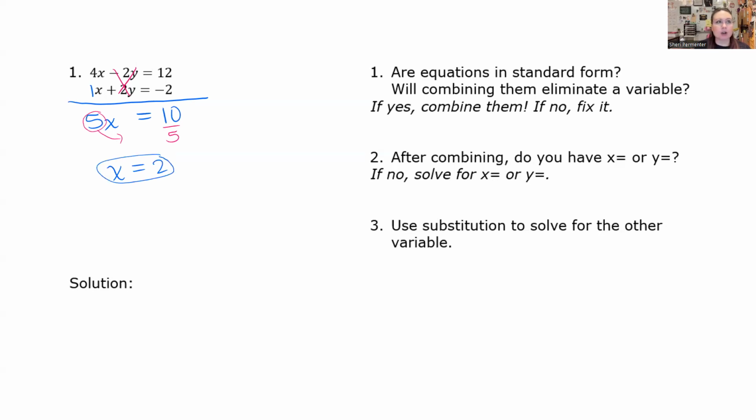I like to see that you solve for both parts. And my solution is always going to be x comma y. Parentheses matter. If you do not put them, I take points off for every problem that you don't put your solution in parentheses. I know the x part of my solution is 2. And now I need to solve for y.